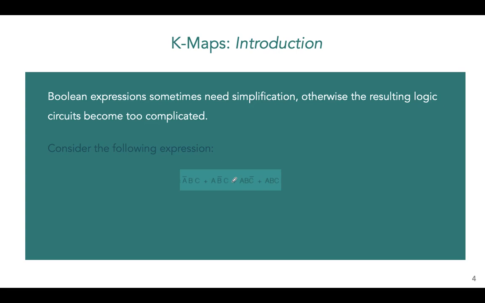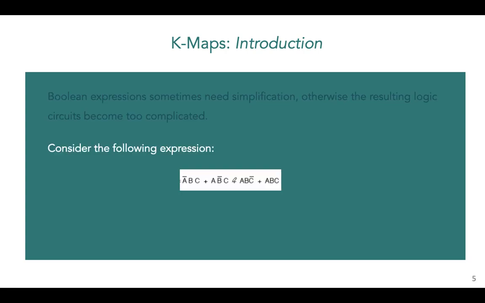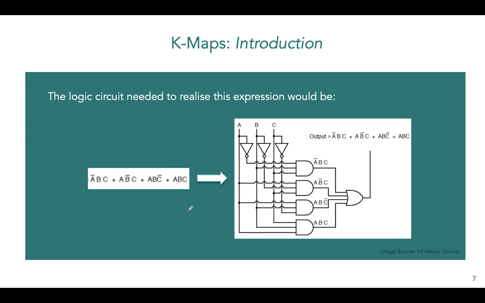Now, Boolean expressions sometimes need simplification, otherwise the resulting logic circuits become too complicated. For instance, consider this expression, right? If we were to form a logic circuit to realize this expression, it would look something like this, right? This is a logic circuit for this Boolean expression, and you can kind of see how complicated this circuit looks.